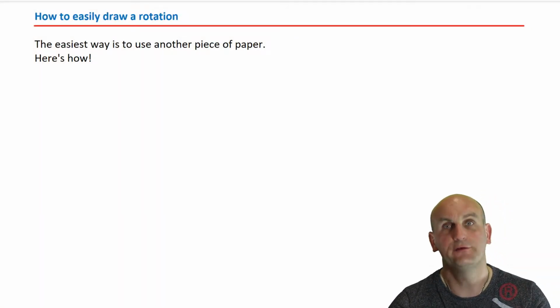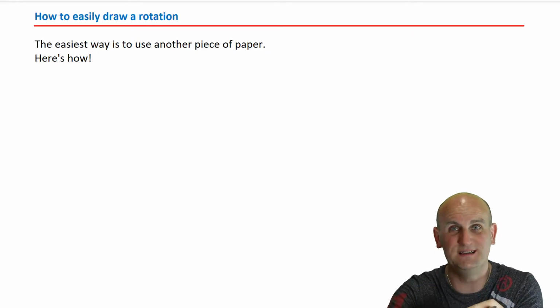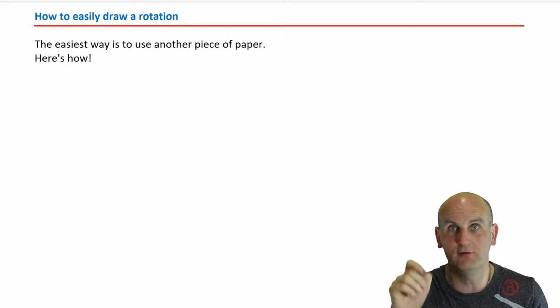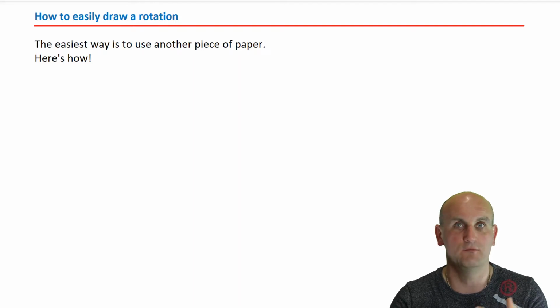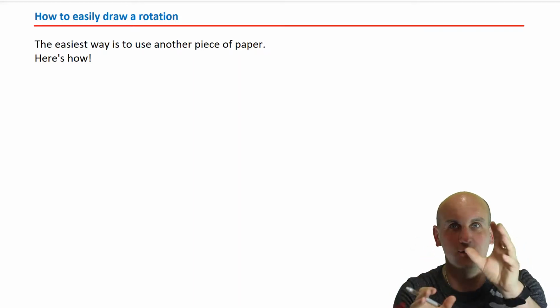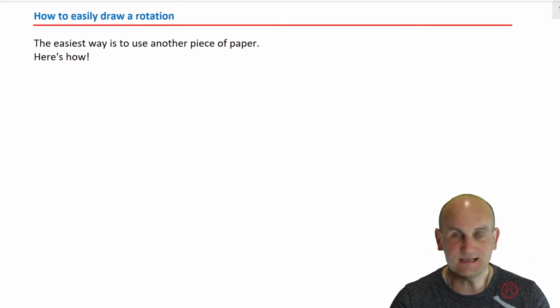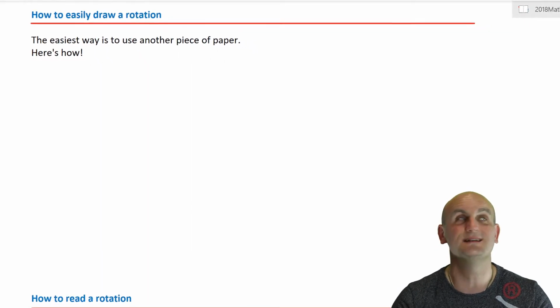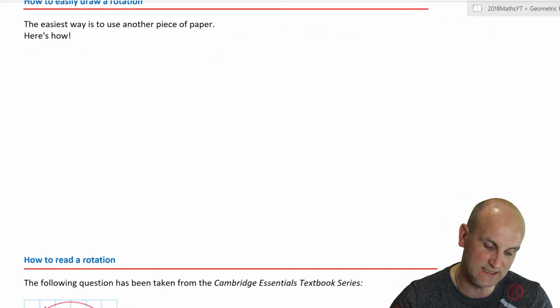Good cup of tea. So, do you see how simple that was? Just putting one piece of paper on top of another, marking out a reference point for where you're going to rotate around, but also so that you know where the 90 degrees is. It doesn't get any more complicated than that. I promise you, rotation is so easy.